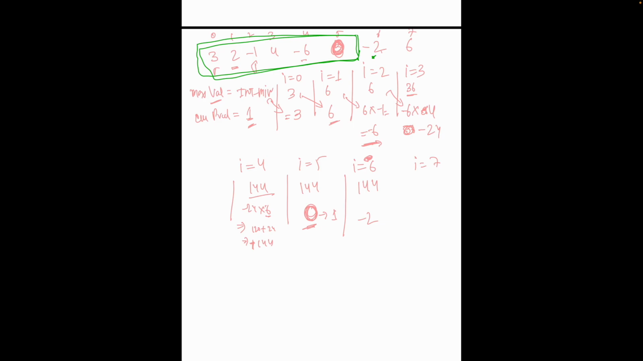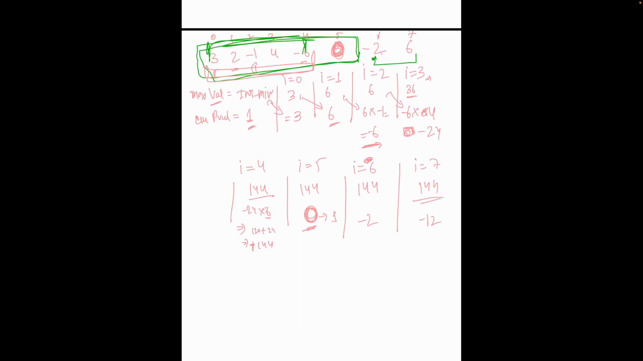Minus 2 into 6 becomes minus 12, and it stays 144. So clearly in this example we can see that the answer will be 144, because of this array. And yeah, but we also have to do the exact same code for suffix.